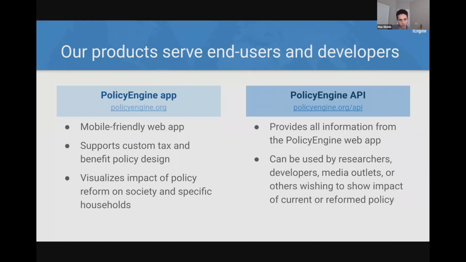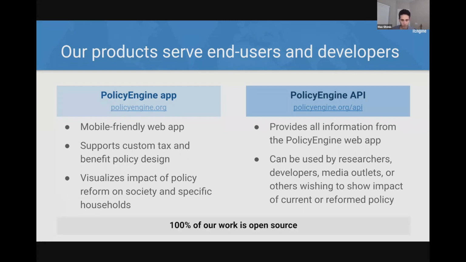Our app, I'll go through in a second. It's a mobile-friendly web app that lets anyone design benefit or tax reforms. We also have an API, so folks who are interested in developing tools that might make use of what people are eligible for in terms of benefits, what their current tax liability is, or how those kinds of metrics will change under policy reforms, they can use our API as well.